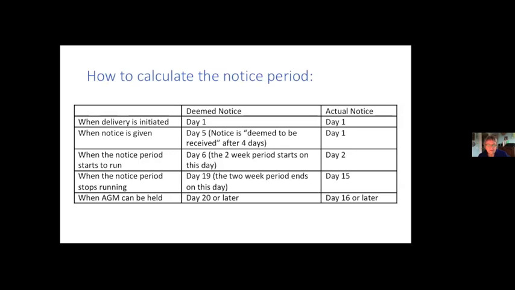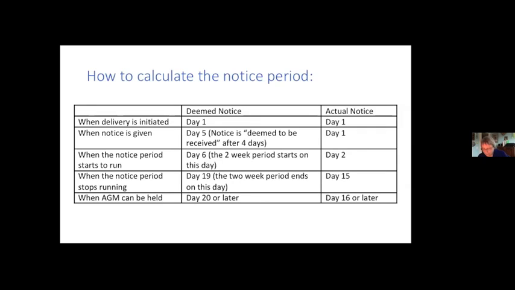I've copied this from the Strata Housing website. It's sort of a different way of wording it. When delivery is initiated, you count that as day 1. And you're probably not going to put notice in their hand. You could in a very small strata, as we said. So it's going to be deemed notice. Notice is deemed to be received after 4 days. The 2-week period starts on day 6. The notice period stops running 2 weeks later. So the AGM can be held on day 20 or later.